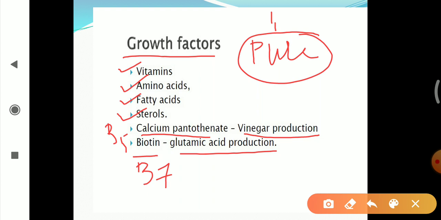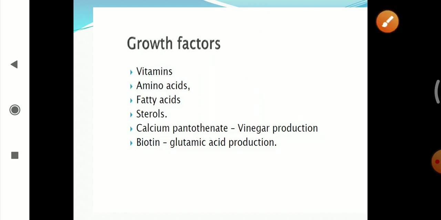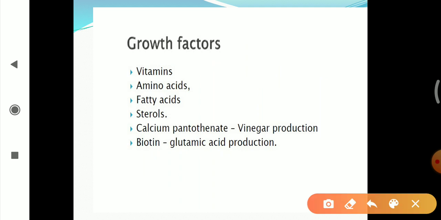This is all about the growth factors. The thing to remember is that microorganisms cannot synthesize all the growth factors, so we have to add them in the fermentation medium. The most commonly required growth factors are vitamins, amino acids, fatty acids and sterols. Calcium pantothenate is used for vinegar production. Biotin, vitamin B7, is used for glutamic acid production.